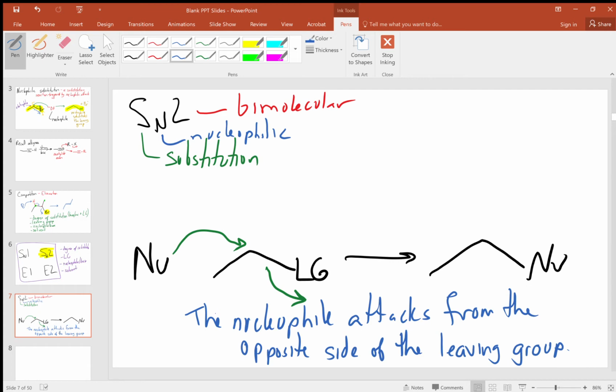And so in an SN2 reaction, as we can see, everything happens in a single step. Again, the nucleophile attacks the carbon with the leaving group 180 degrees away from where the leaving group is, and kicks the leaving group out to give the new carbon-nucleophile bond.